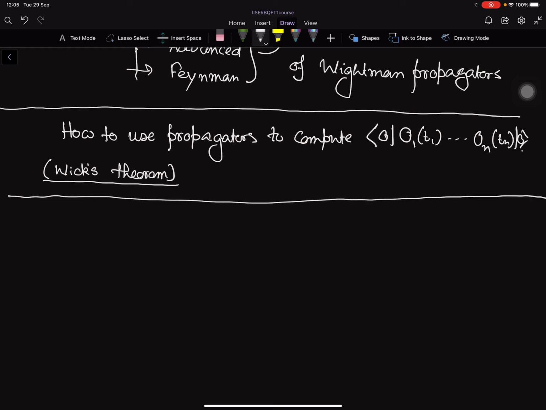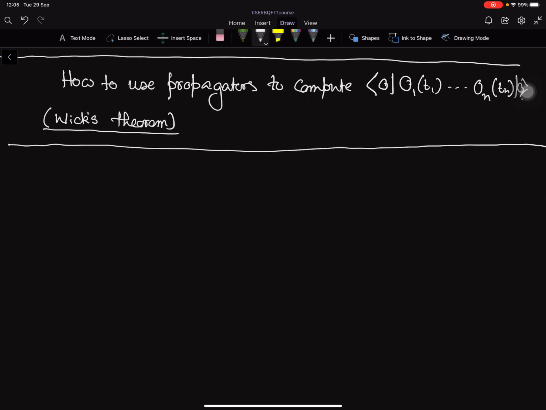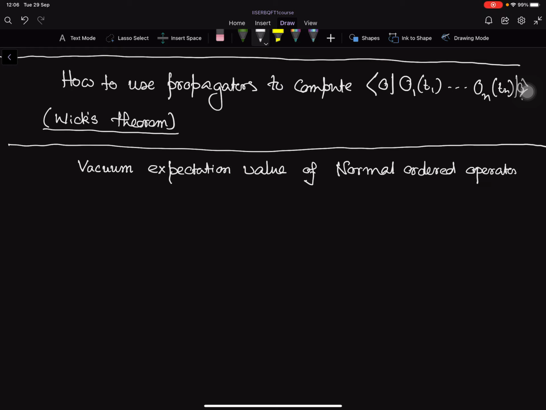So the first statement is that the vacuum expectation value of a normal ordered operator is 0, unless it's an identity operator. Okay. Why is that the case?